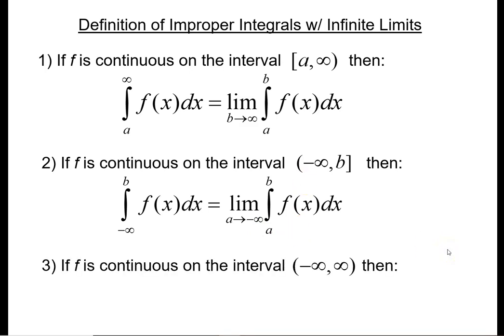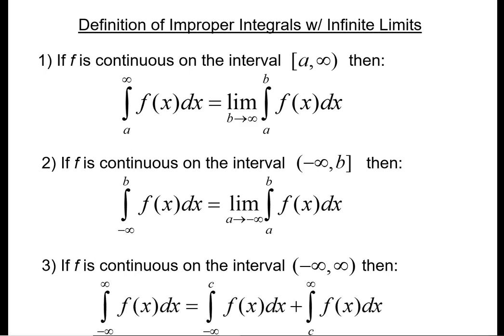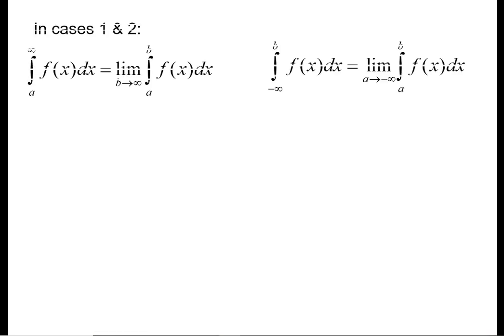We could also integrate from negative infinity to infinity as long as there's no breaks in the graph, and we would write this as the sum of the two separate integrals from definitions 1 and 2. So we would say it's the integral from negative infinity up to c, and we would evaluate it using this definition here, plus the integral from c to infinity, and we would evaluate this integral using this definition up here. So we would have to do it as two separate improper integrals.